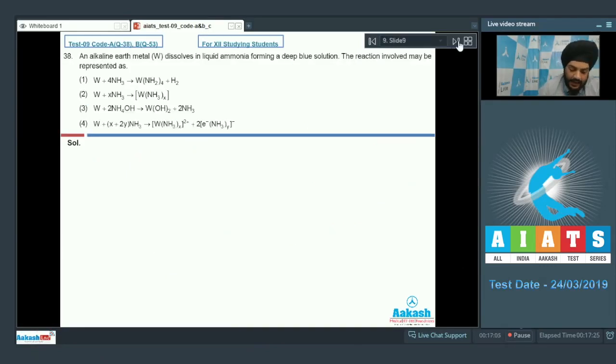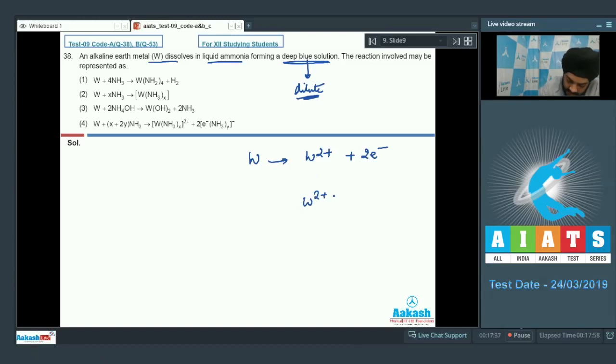Question number 38. An alkaline earth metal dissolves in liquid ammonia forming a deep blue solution. The deep blue solution is formed when the solution is diluted. The reaction involved may be represented as follows. We know that the alkaline earth metal is going to get ionized into M2 plus and 2 electrons, and both of these species which are generated will be solvated by ammonia. So we can have M2 plus ammoniated, plus we can have the electrons ammoniated as well.